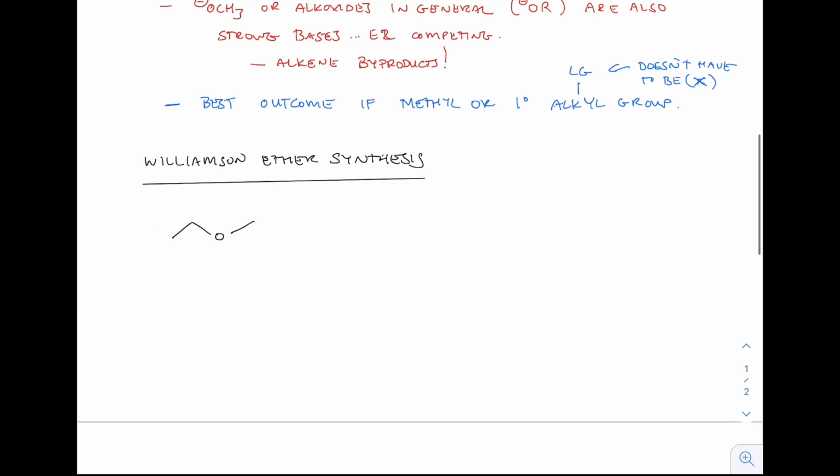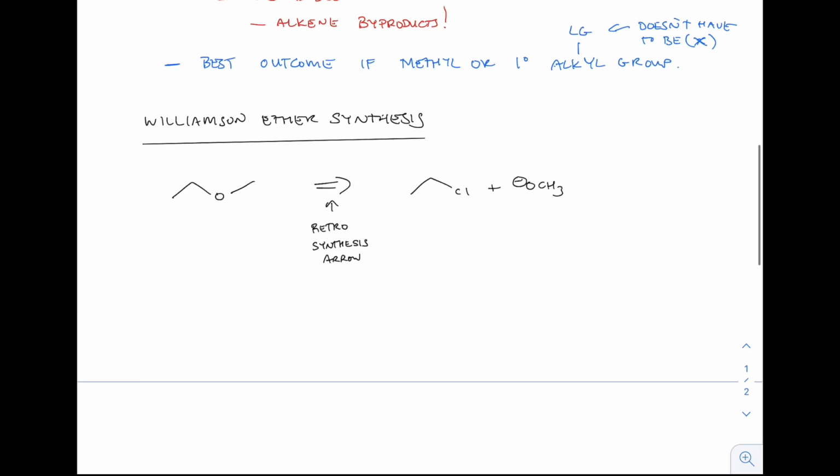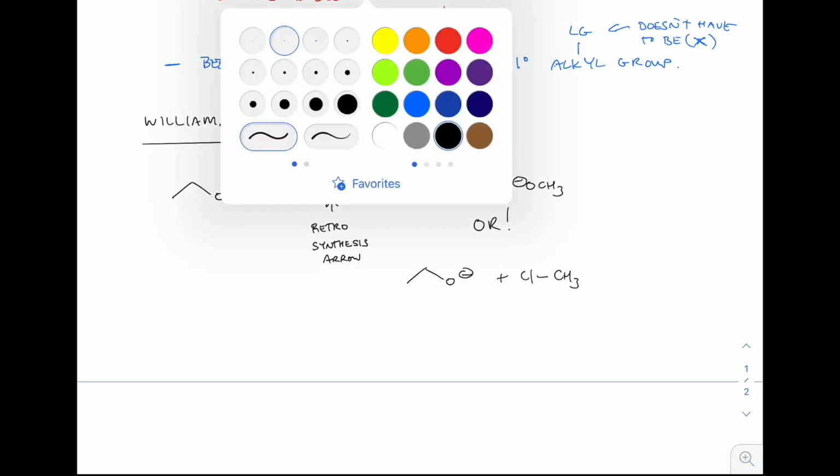So to make that ether, we have the Williamson ether synthesis. So we have this ethyl methyl ether. If we move back, so remember this is our retrosynthesis arrow. It's like an equal sign with a greater than, less than look. We can make it with this chloroethane and methoxide, okay? Or we could actually, if you think about it, do it with ethoxide instead of methoxide, and then swap the halogen to the methyl group, so it's chloromethane, okay?